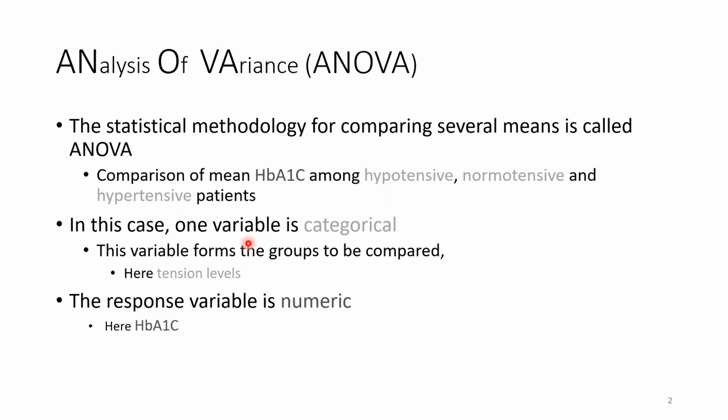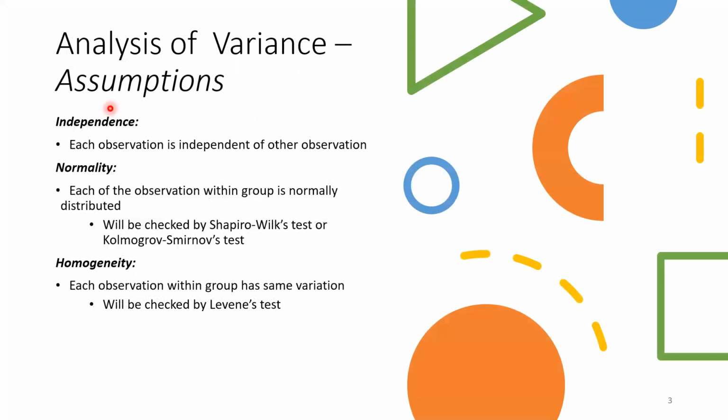So in this case, when we have one numeric variable and one categorical variable with more than two categories, and we want to compare the means of that numeric outcome variable, then we use the technique called ANOVA, which is nothing but analysis of variance. To work with ANOVA, we have three major assumptions. One is independence, that each observation is independent of other observations. Like we are obtaining the observation from a single person or one individual separately.